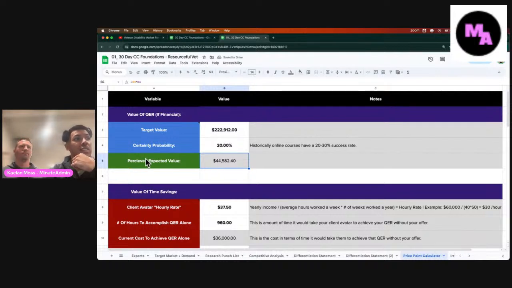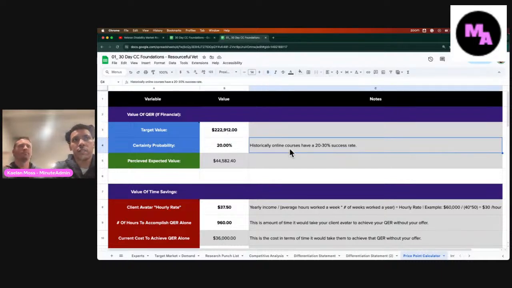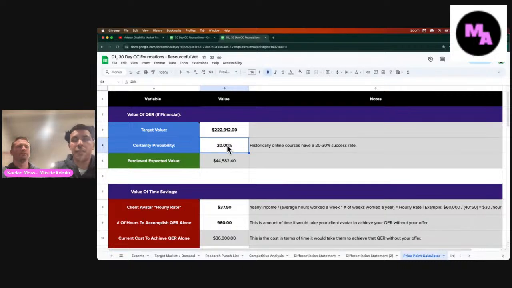That gives you a perceived expected value of $44,582. Basically, the perceived value is someone's going to look at your course and think, dang, this is worth $222,000, because they're going to get $4,600 a month for 4 years. And they're going to think, if I take this course, how likely is it that I'm going to actually finish it? We already know historically it's a 20 to 30% success rate, so the likelihood of that person actually following all the way through is 20 to 30%.